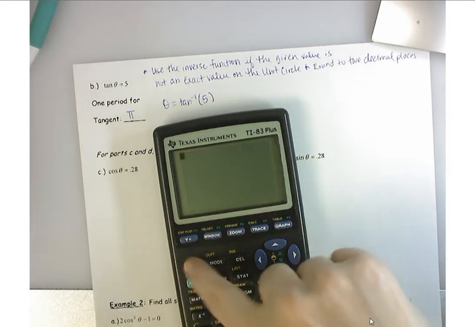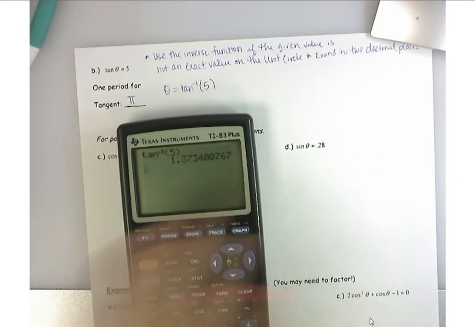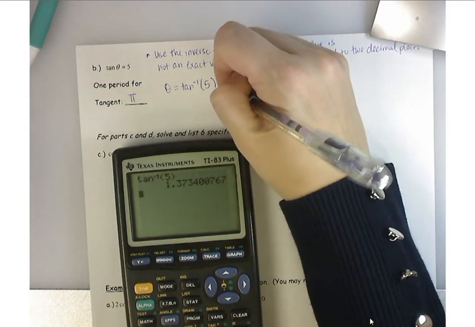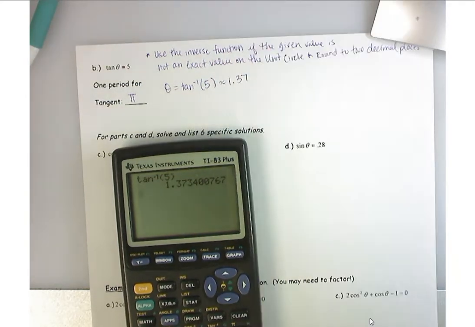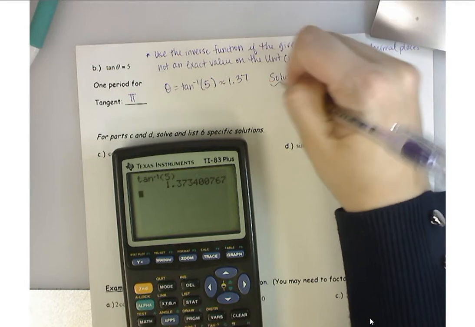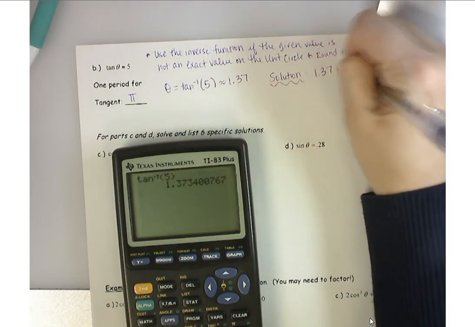And then I'm going to use my inverse tangent to find out what my solution is. So your test, you are going to have a calculator portion and a no calculator portion. So if I round this to the nearest hundredth, I have 1.37. So last time we added 2 pi k, but if my period is pi, then I'm just going to add what? Pi k. All right, so then my solution is 1.37 plus pi k.